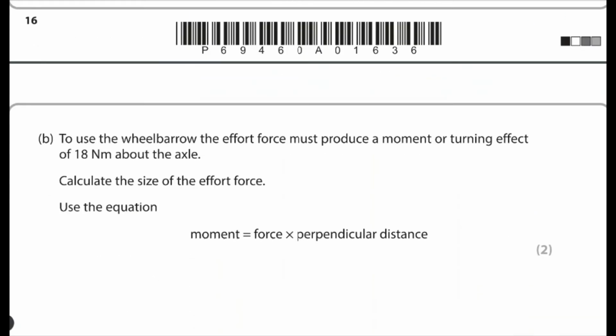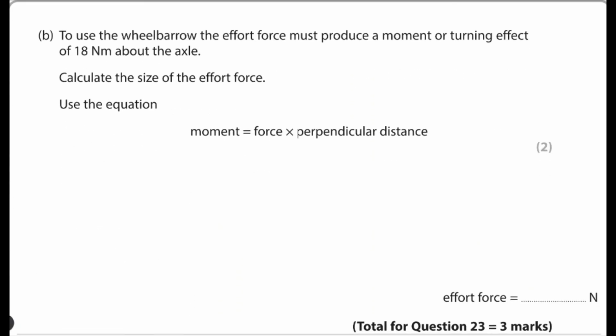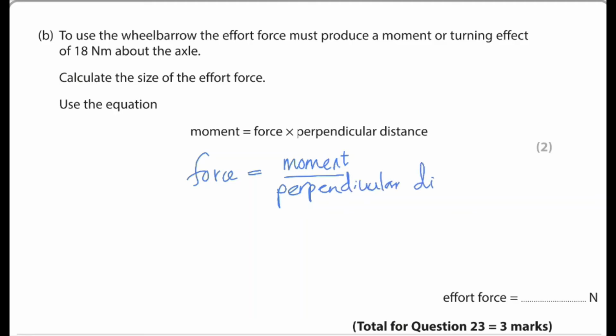Next, to use the wheelbarrow, the effort must produce a moment or turning effect of 80 newton meters about the axle. Calculate the size of the effort force. Use this equation. They have given the equation, so they are asking you to find out the force. First of all, we'll make force the subject and then look at what they have given. So force equals moment over perpendicular distance.